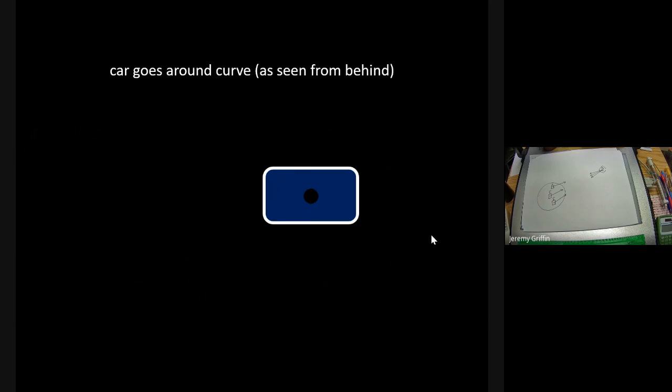Let's say we're looking at the taillights of this car. It's got a weight down. It's got a normal force up. And then, now, why would it be going around a curve? Well, there's actually different possibilities.